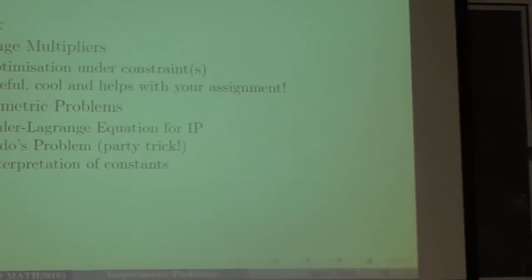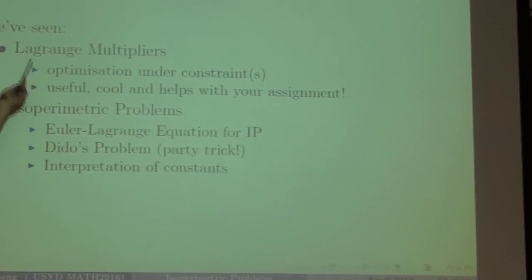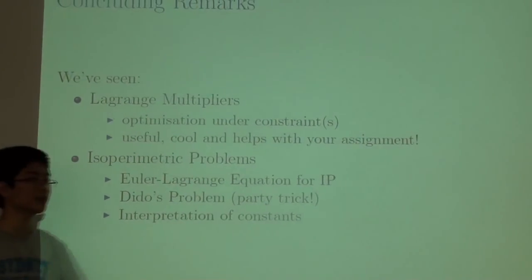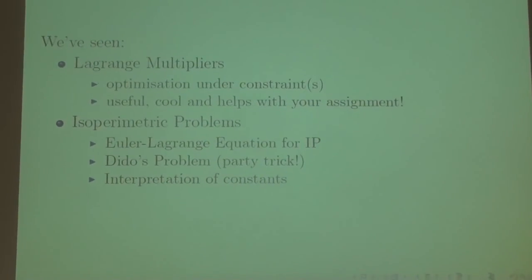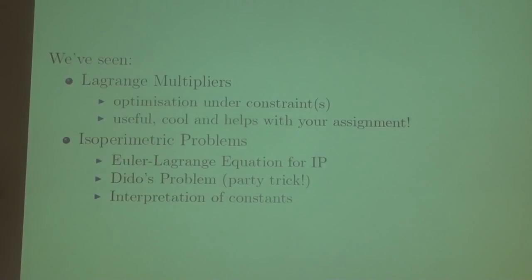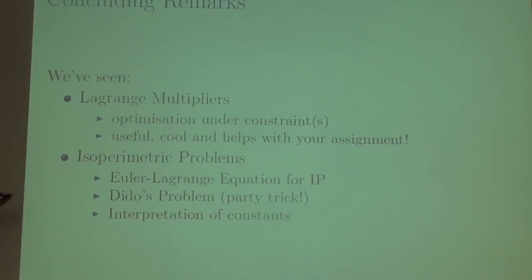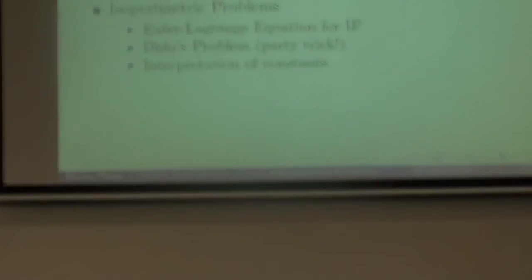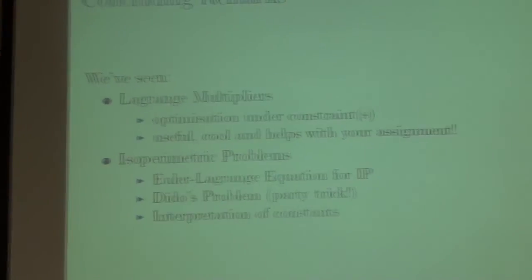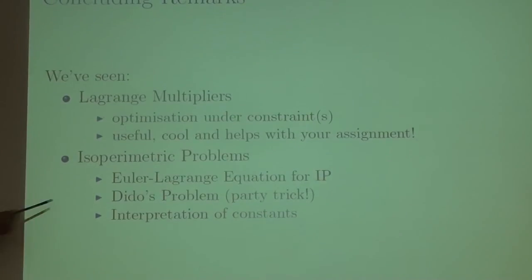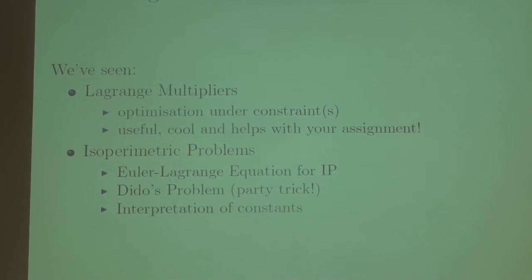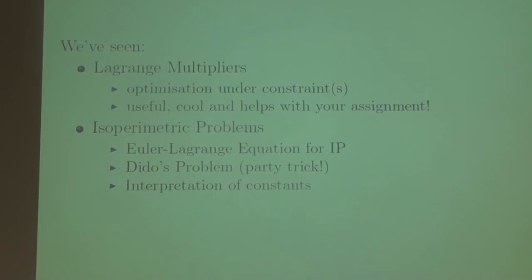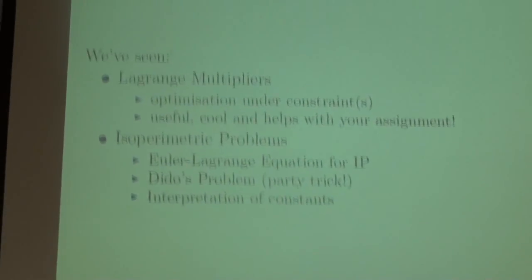So here, I actually finished my talk, and the concluding remark is that Lagrange multipliers, optimization under constraints, is useful, cool, and helps with assignments. One thing that I should have probably glossed over is that this is not going to be the last time you're going to see Lagrange multipliers in your mathematical career. That is probably going to pop up somewhere later in your life. And of course, you know the Euler-Lagrange equation for the isoperimetric problem, which is this. That's a cool equation. And Dido's problem, show that to your friend next time you meet at a party. And you have to interpret the constants in this physical setting. So yeah, here ends my talk. Thank you.